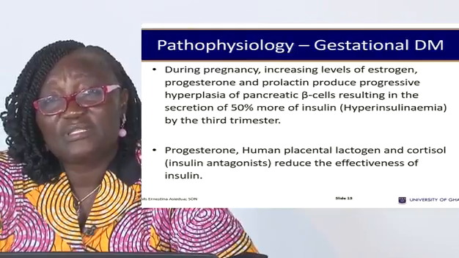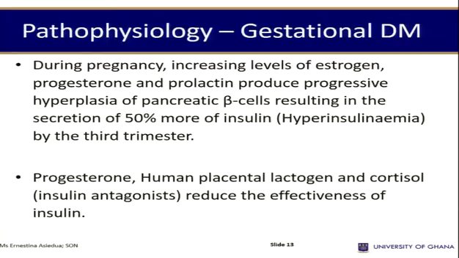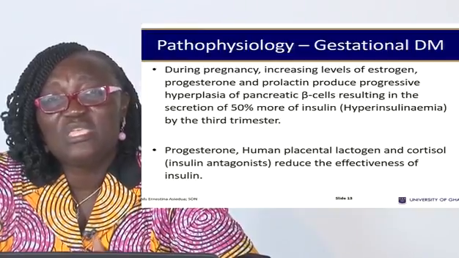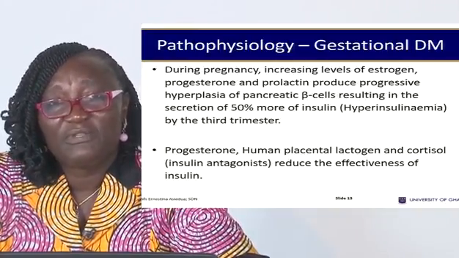So pregnancy increases the levels of estrogen and progesterone. We know they are the main hormones of pregnancy. And then prolactin is also produced so that after delivery we are able to manufacture enough milk for the baby. During pregnancy, the increasing levels of estrogen, progesterone, and prolactin will produce a progressive hyperplasia of pancreatic beta cells. Because of the hyperplasia, there is secretion of 50% more insulin. So there is hyperstimulation of the beta cells, and they are forced to increase the production of insulin.